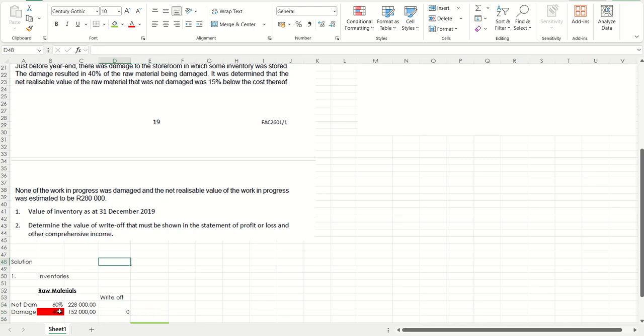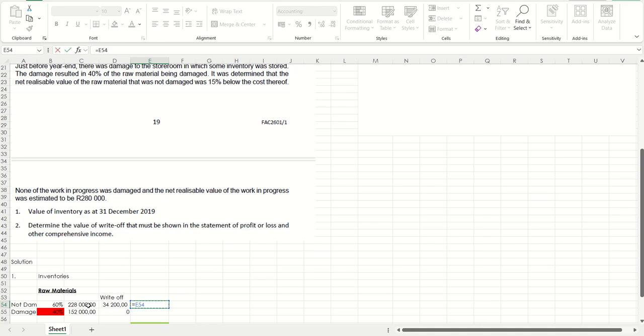But then in the question they say that the net realizable value of the raw material that was not damaged was 15% below the cost thereof. So the write-off amount there will be this amount times the 15%. That's the write-off figure. The damaged ones were destroyed, so they won't have a write-off; it will be a complete write-off in terms of damage.